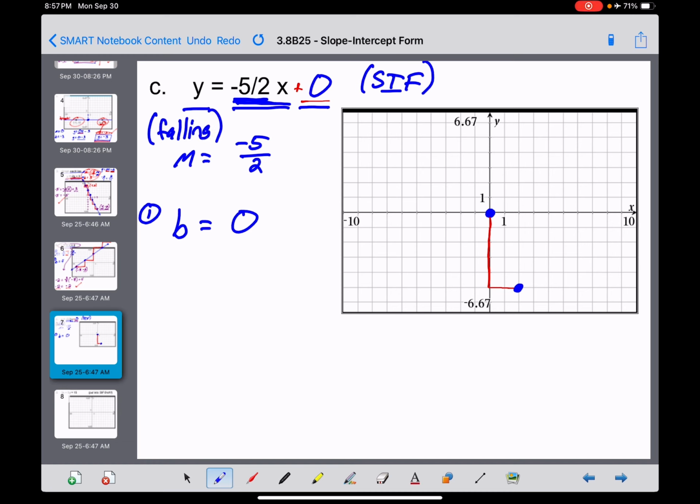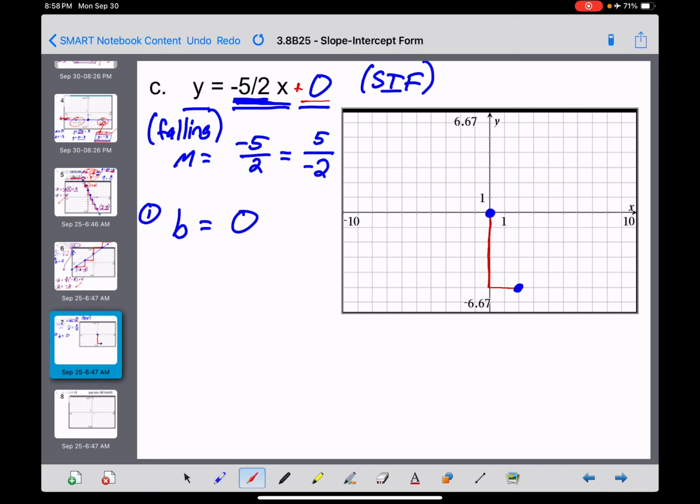And you can tell already from these 2 points, if I were to connect them with a straight line, yes, this line is going to be going down from left to right. The other thing I would remind you guys is that your slope of negative 5 over 2 is actually the same as positive 5 divided by negative 2. You can just move that negative to one side or the other.